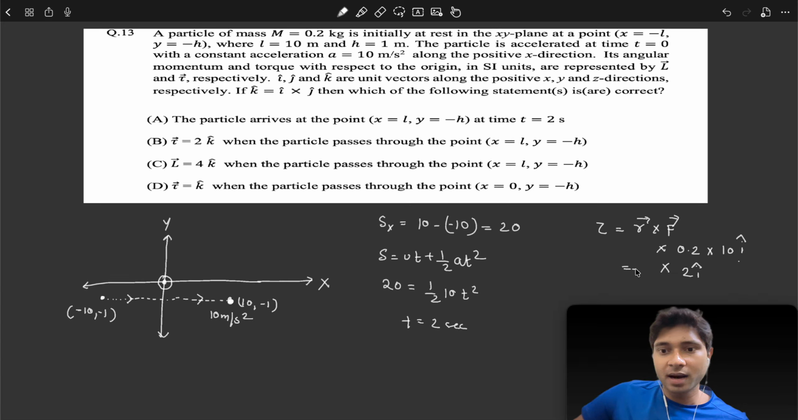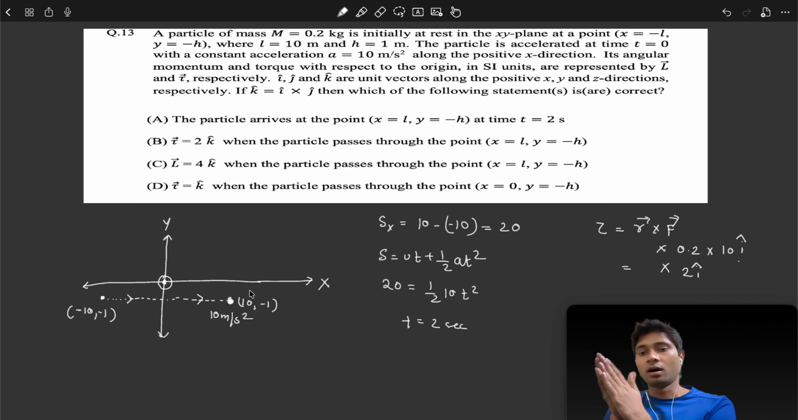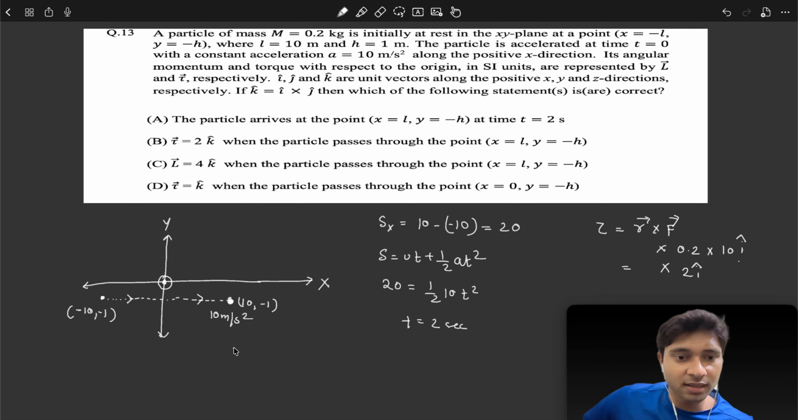And what will be r? r is the distance from the origin. But for the torque we have to multiply the perpendicular components of the position vector and the force vector. Force is in the right direction, in the x direction, so the distance along the y axis will play the role for the torque.